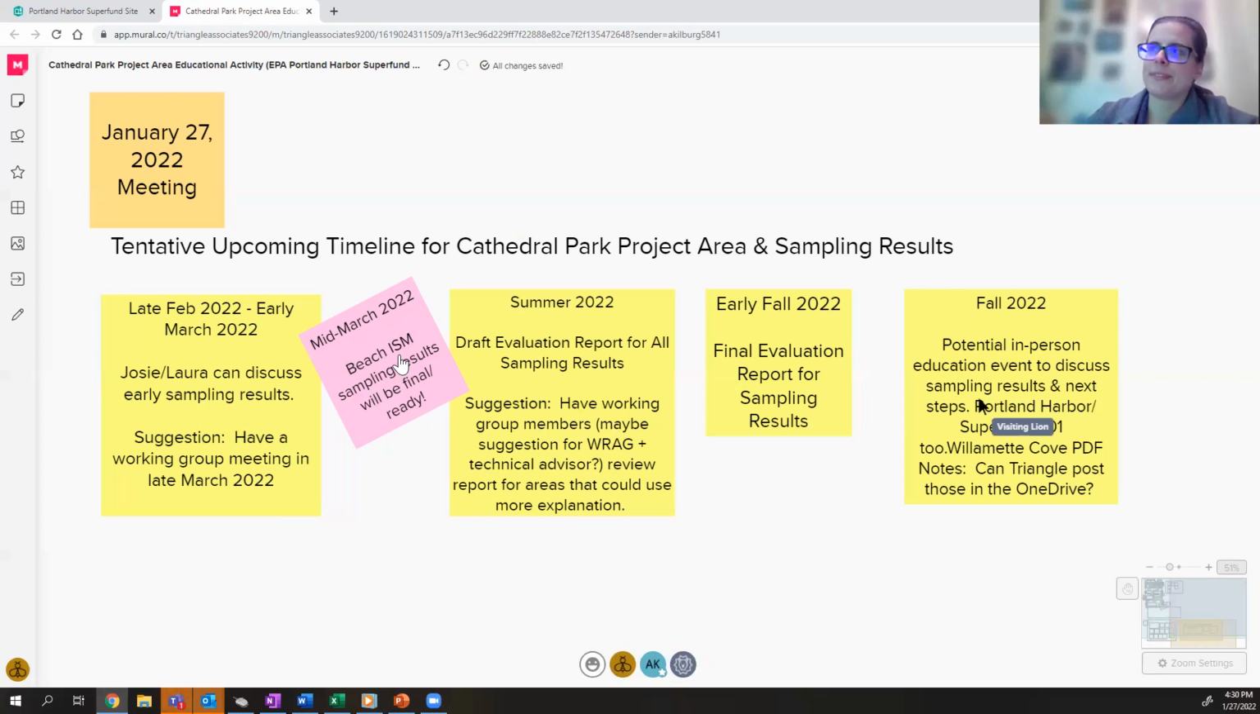But for the beach sampling, the ISM, the incremental sampling methodology that many of you went to see, those sampling results should be, again, tentative, but in mid-March, those should be pretty well baked. For this working group anyway, we can definitely share that. So another pitch for having a later meeting in March for this working group, because there'll be more meat to that. Josie, anything you would like to say about that? Nope.